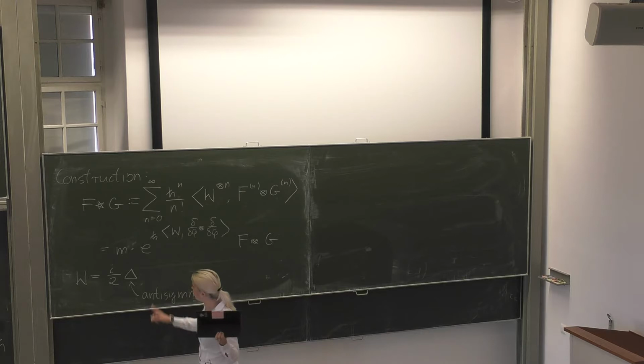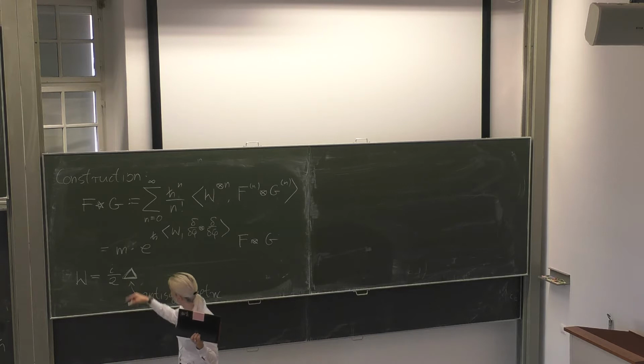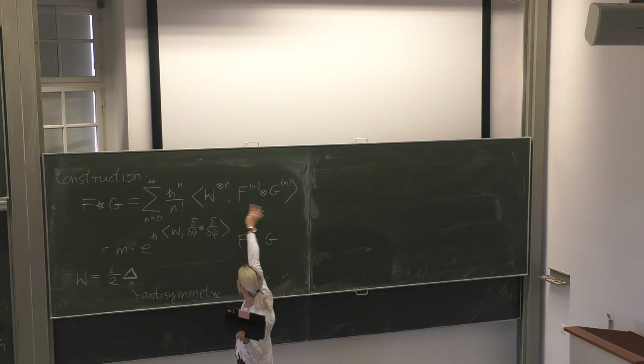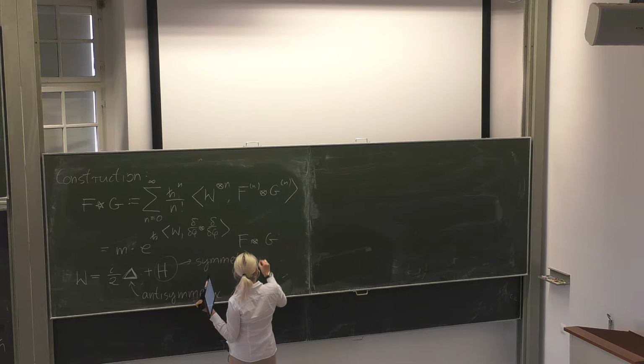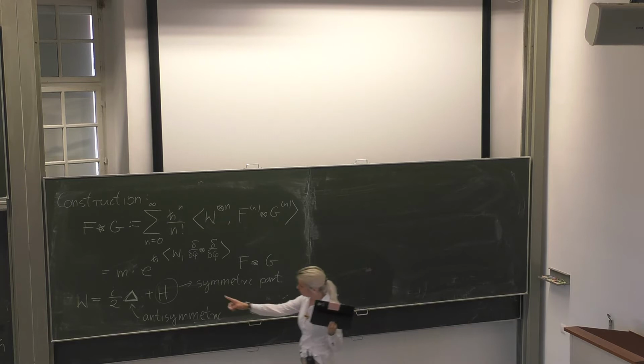But I cannot actually get away with just this, because it turns out that the wavefront set of this object is not good enough, unfortunately. So it's okay to contract it with the first derivative of f and g, but it's not okay if I take powers and higher derivatives. So I have to add something, and this something has to be obviously symmetric, not to spoil that first property. So this is the symmetric part. And I want to do it in such a way that the end result has nice wavefront set properties. So the choice of this symmetric part has to be done in a careful way.